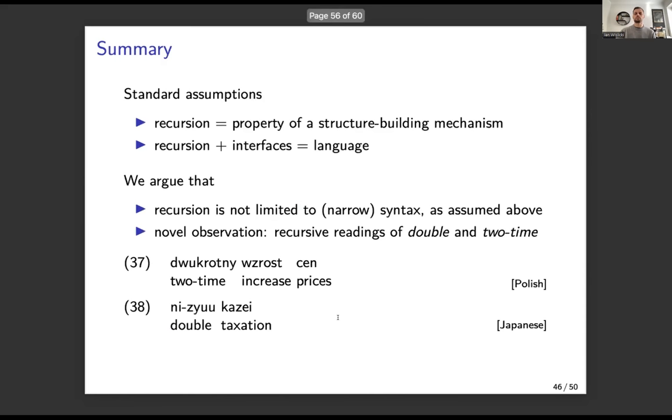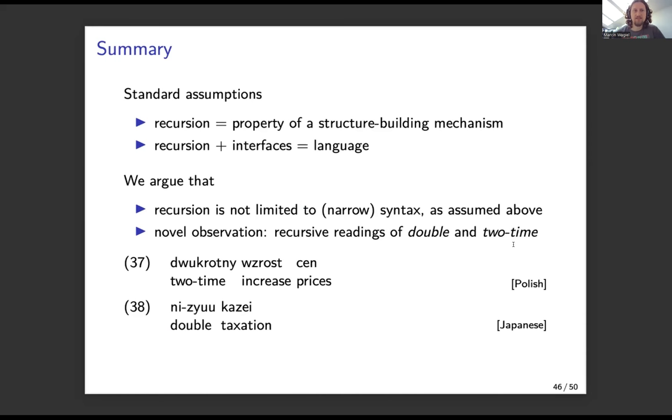So to conclude, there's the standard assumption in generative linguistics that recursion is the property of a structure building mechanism. So it's syntactic in the narrow sense. And we try to argue that, in fact, recursion is actually not limited to narrow syntax as assumed above, but rather it's a property, in general, of systems in which you manipulate symbols. And the core empirical argument comes from the novel observation that you can have recursive understanding of double and two times, such as in the phrases in 37 and 38.